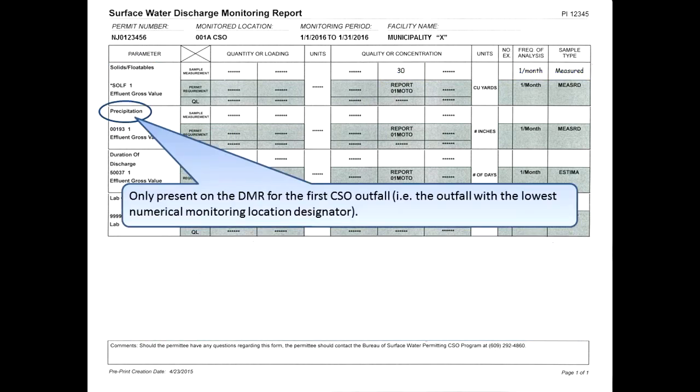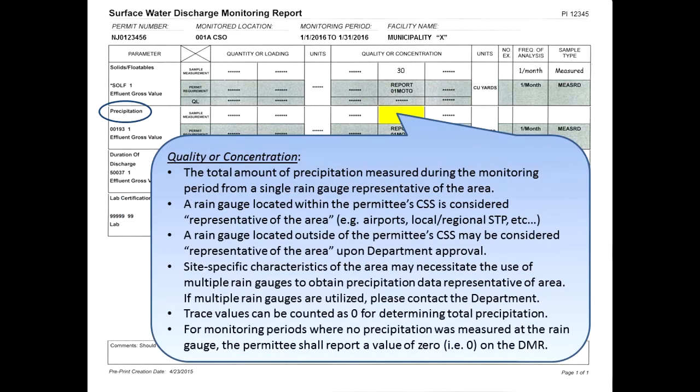The next parameter that appears on the form is precipitation. Just as was the case with solids and floatables, this parameter will only be present on the DMR for your CSO outfall with the lowest numerical monitor location designator. Under the quality or concentration header, the permittee must report the total amount of precipitation measured during the monitoring period from a single rain gauge representative of the area.